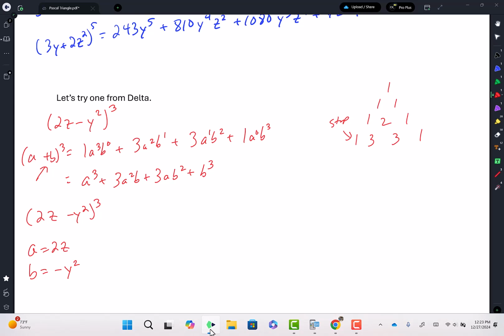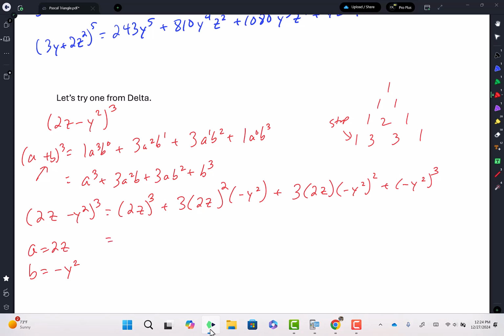All right, so now we're going to go equals a cubed, so I'm going to write 2z to the third power, plus 3 parenthesis a squared. So I'm going to write 2z squared on the outside, guys, times your b, negative y squared, plus 3 times a, so 2z times your b squared, so negative y squared squared, plus b cubed, so negative y squared to the third power. All right, we're good.